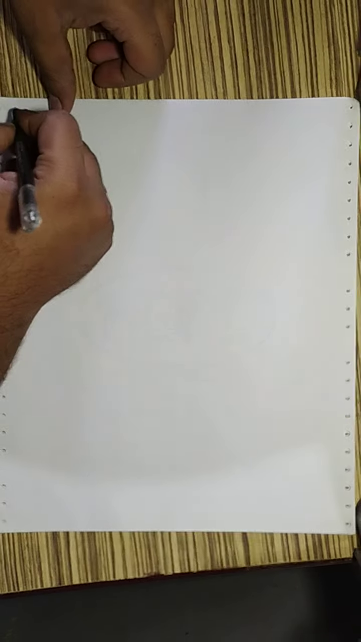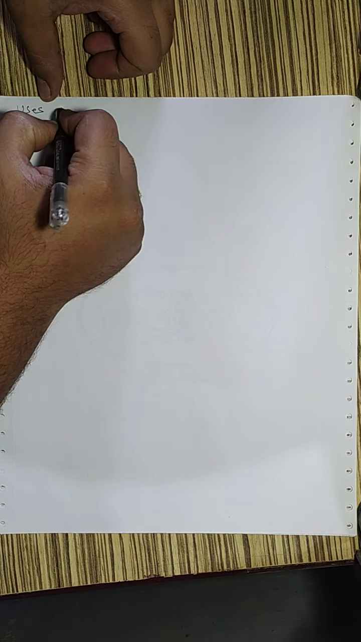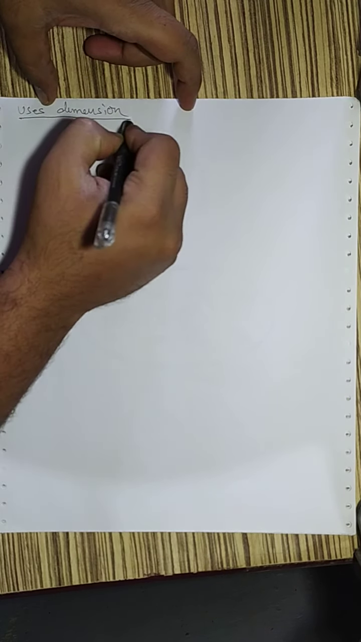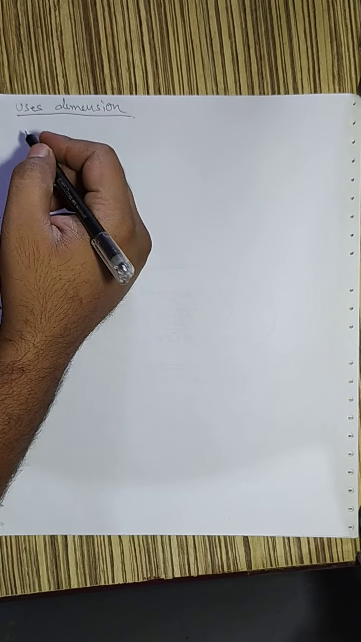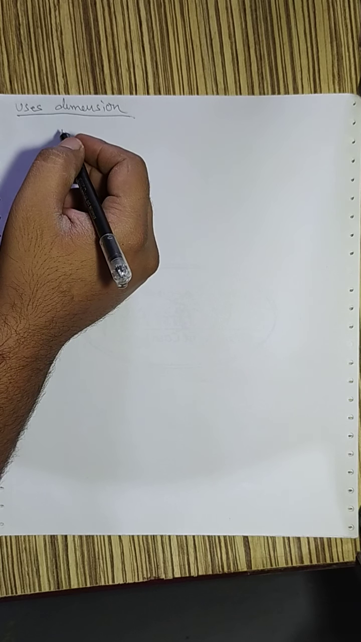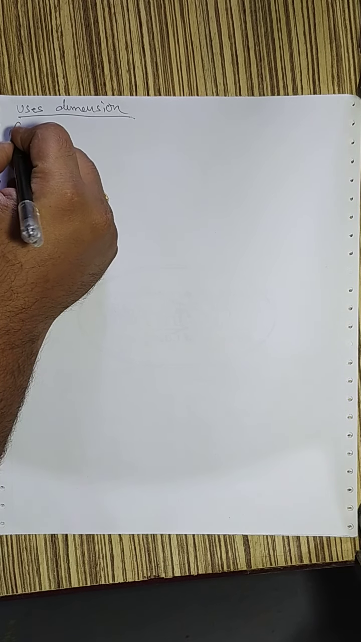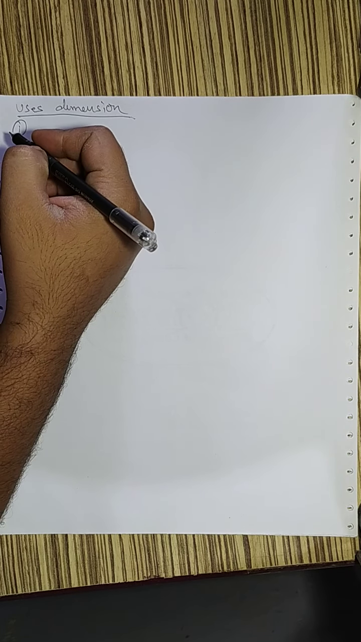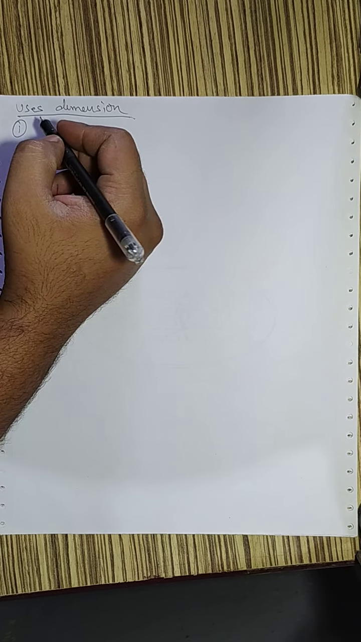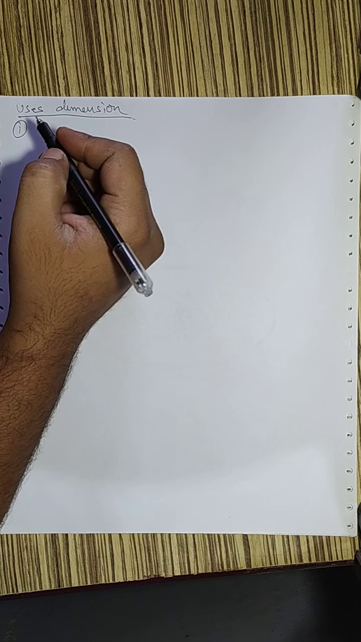Next we see the use of dimensions. It's a very small topic. There are 3 uses of dimensions. Those 3 uses and the topic dimension gets over. However, it is associated with each and every physical quantity, so it will be helpful in each and every chapter. So the first use of dimension is to check the correctness of the given physical quantity.